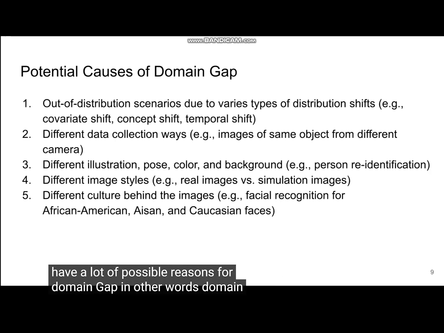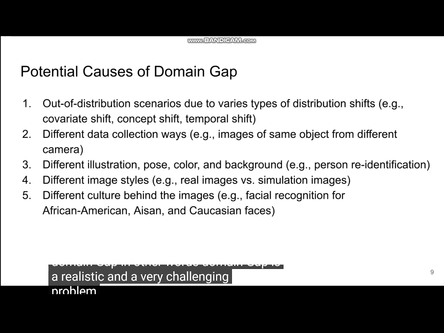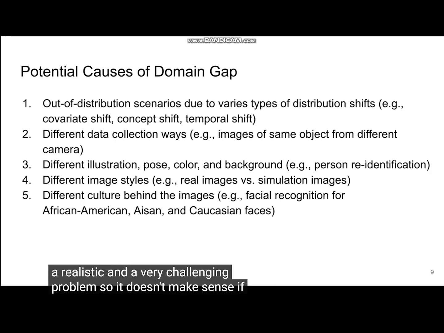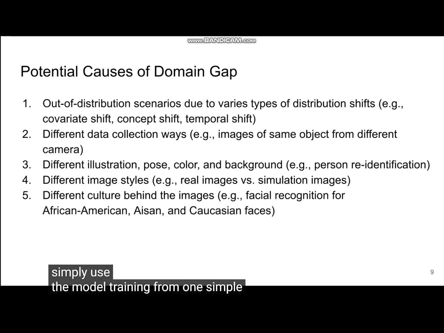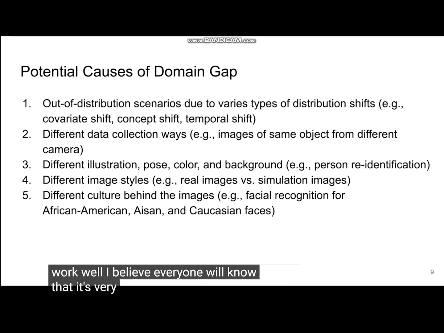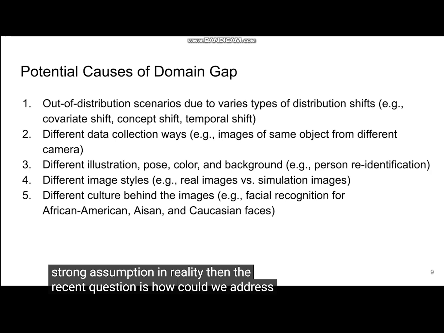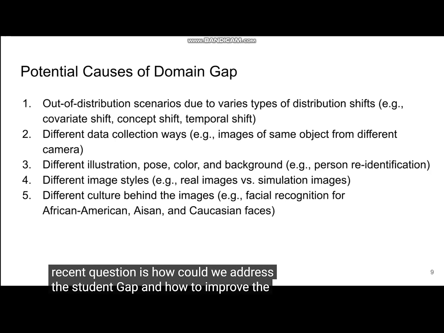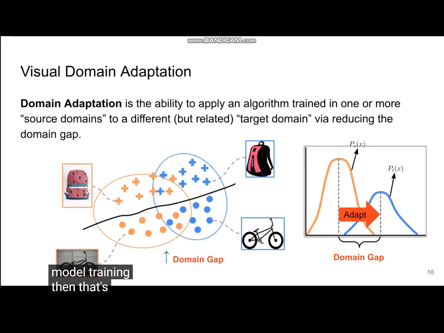In other words, domain gap is a realistic and very challenging problem. So it doesn't make sense if we simply use the model trained from one single source domain and we assume this model can work well. I believe every one of you knows that it's very hard to have this kind of strong assumption in reality. Then the research question is, how could we address this domain gap and how to improve the model training? That's the major motivation for visual domain adaptation.